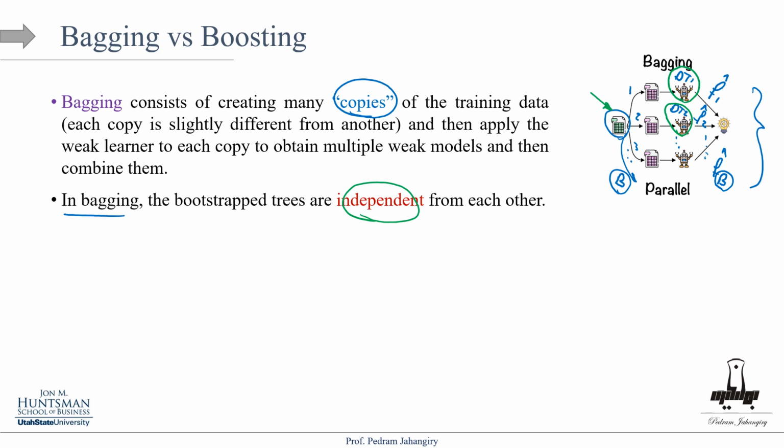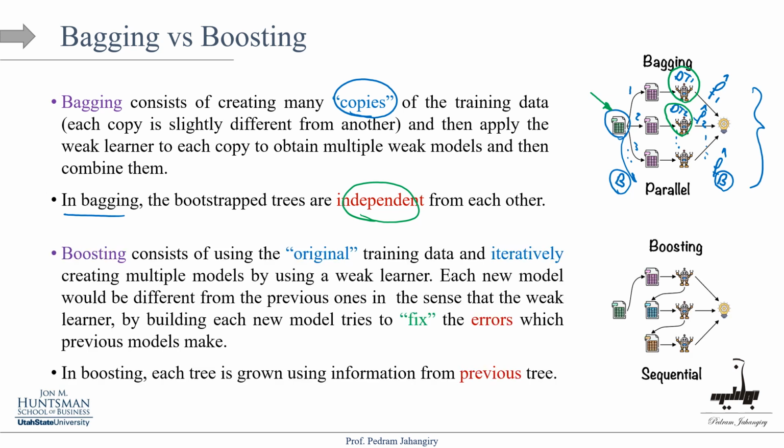So this is bagging. Now, what do we mean by boosting? Boosting consists of using the original training data, the same training data that you're dealing with, and iteratively creating multiple models by using a weak learner. Let's say we start from here. We say, okay, this is a slight variation of the data, and then we make our model. Let's call it decision tree number 1. This is our weak learner.